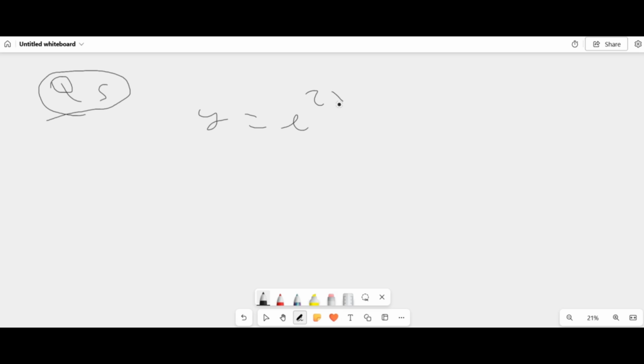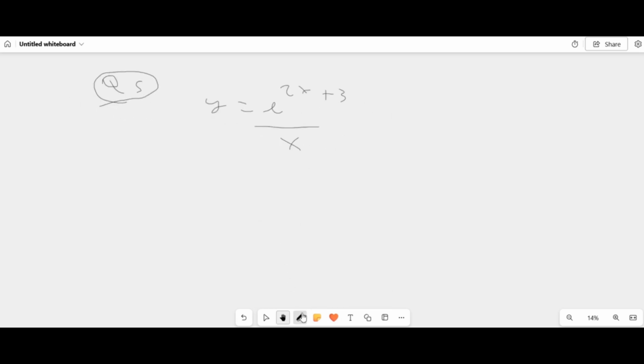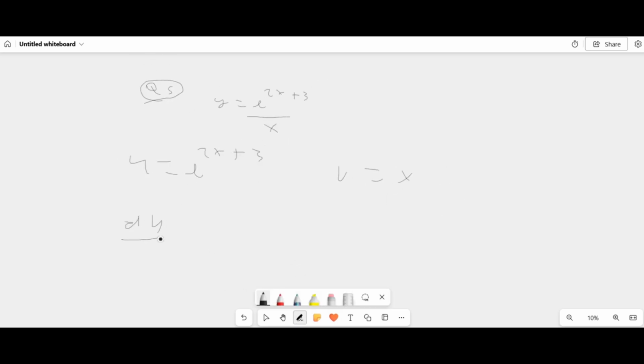Y is equal to e to the power of 2x plus 3, yeah, over x, yeah? Alright, safe. So obviously u is going to be equal to the top here, so u is going to be equal to e to the power of 2x plus 3, and v is going to be equal to x. So now you want to differentiate both of them, yeah? So du over dx is going to be what? Differentiate the inside, that's 2x plus 3, that's just going to be 2. So times the outside, so that's 2e to the power of 2x plus 3. If you differentiate the outside, it just remains the same with e, yeah?